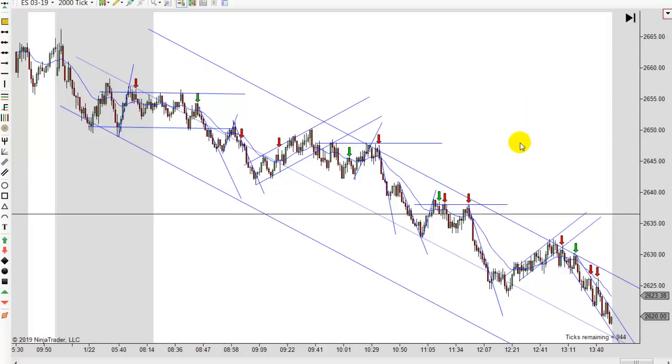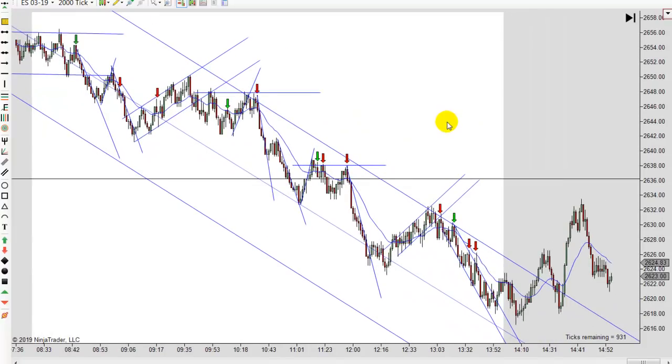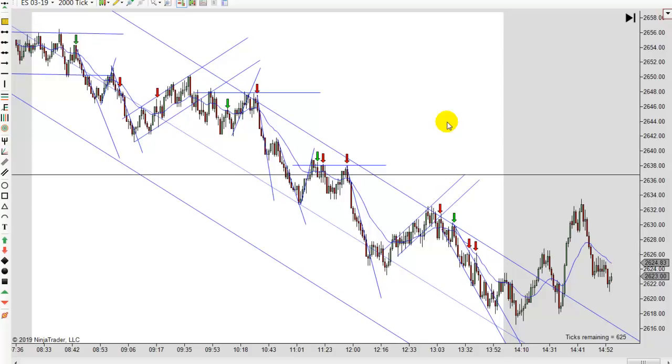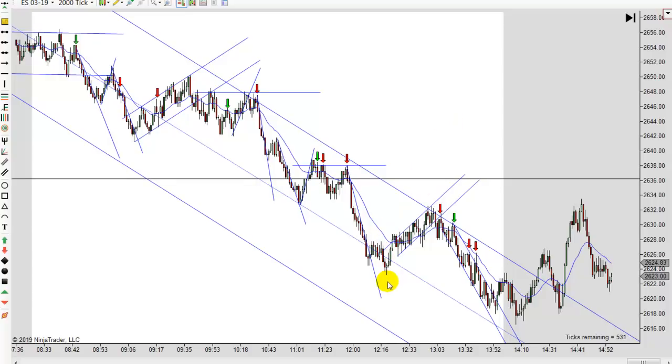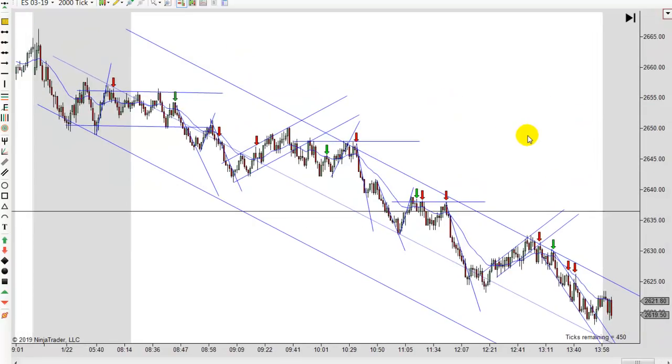Obviously, it's a whole lot easier to see this after the fact than it is in real time. But experience and time at the screen helps with a lot of that stuff. So just stay with it. The main thing is don't be trying to pick bottoms, I guess is what I'm getting at there, because if you do, you're going to get burned.